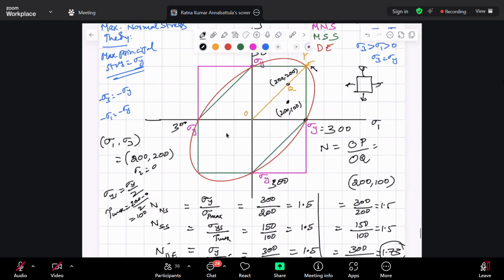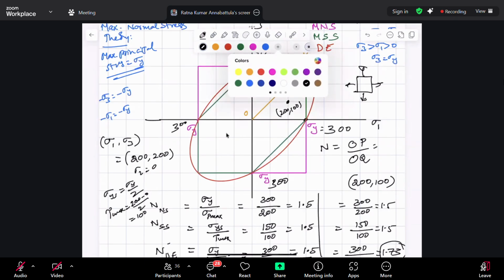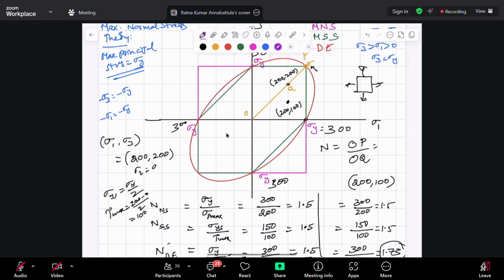Now look at this fellow, the other guy. 200, 100. So now for this fellow, O is the same. Q is the same. This is P1 and P2. And if you carefully observe, if you have to write the factor of safety for distortion energy theory, it should be written as what? OP2 divided by OQ, because the distortion energy theory line is up to here.